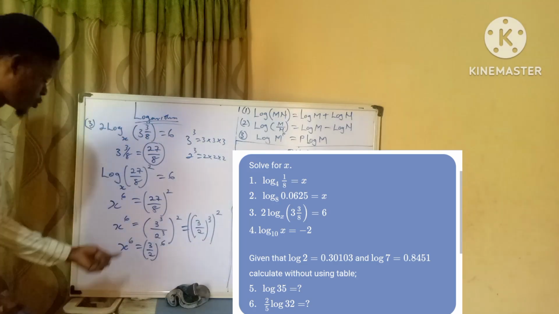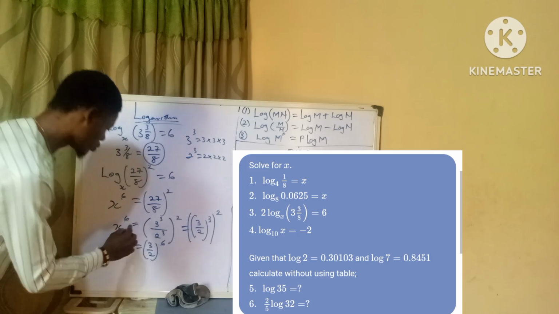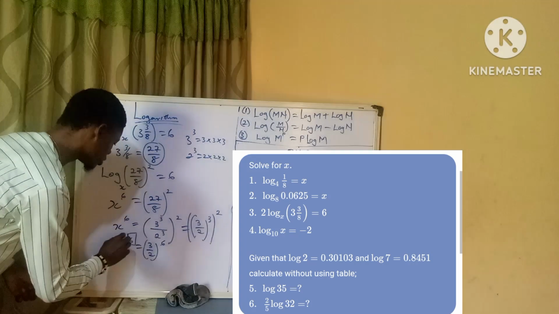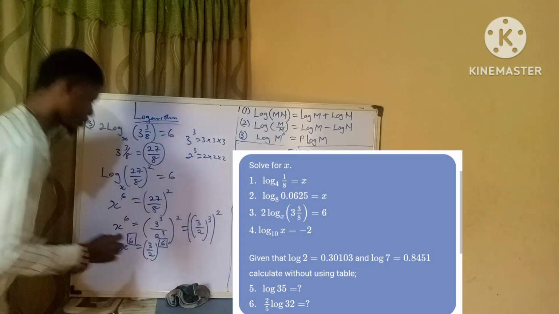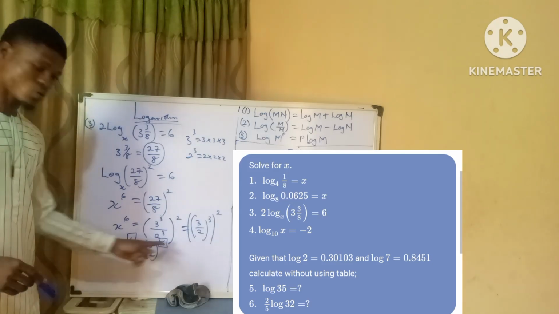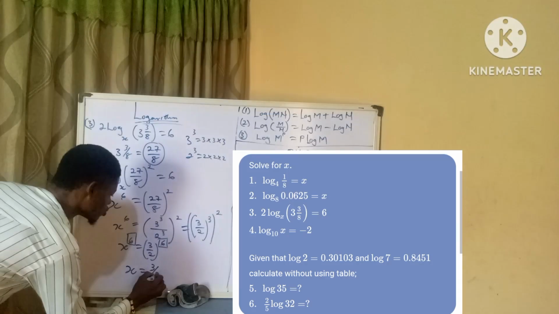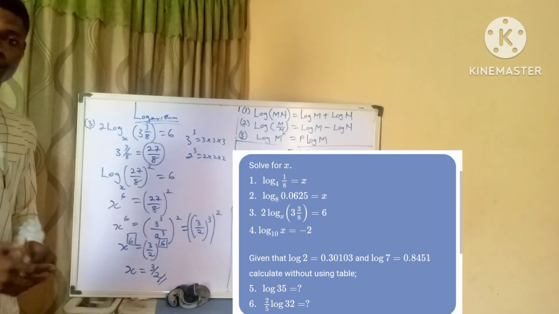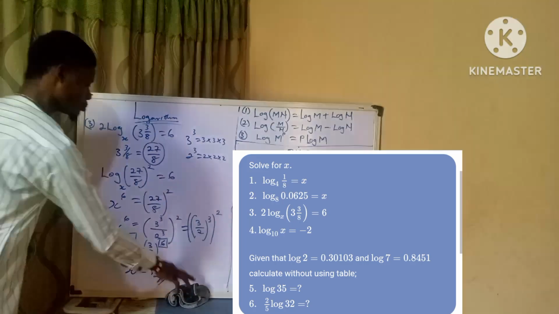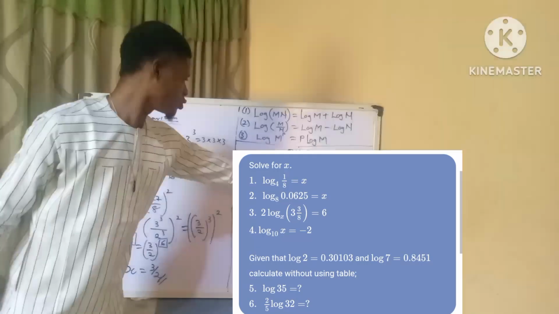But can you see now? You're having the same power now, 6. Since the powers are equal now, that shows your x is equal to 3 over 2. That is your answer. Are you getting it now? So now to the fourth question.